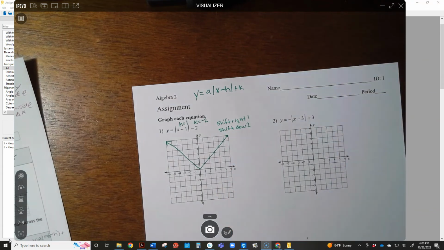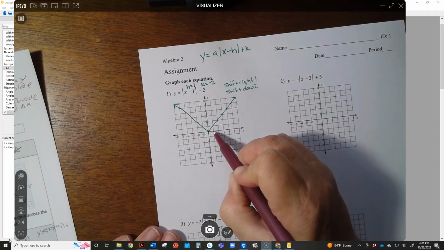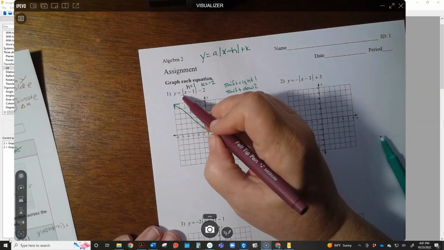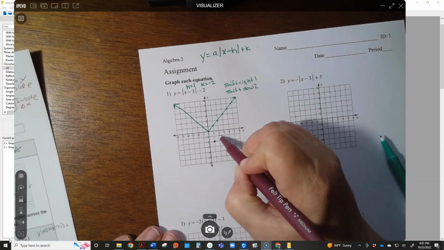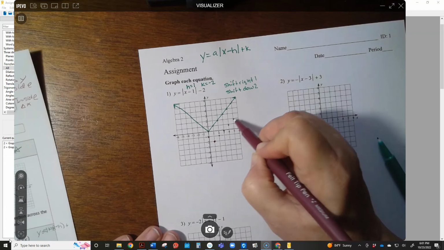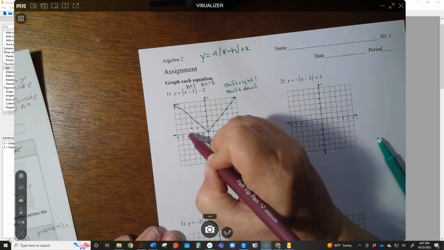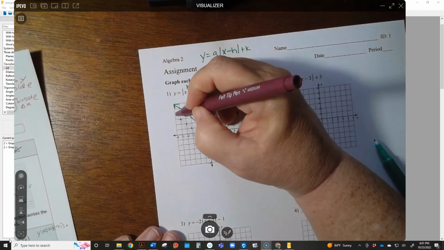So let me do it in a new color. This vertex right here is going to be the easiest one to move. They all move the same direction, but I like to start with my vertex. You move it to the right 1, and then you move it down 2. There's the new vertex. I didn't dilate it. I didn't change its size. So from the new vertex, I'm just going to go over 1, up 1 in both directions, and do that several times, over 1, up 1, over 1, up 1, over 1, up 1, and then get me some dots, and then there's my transformed graph.